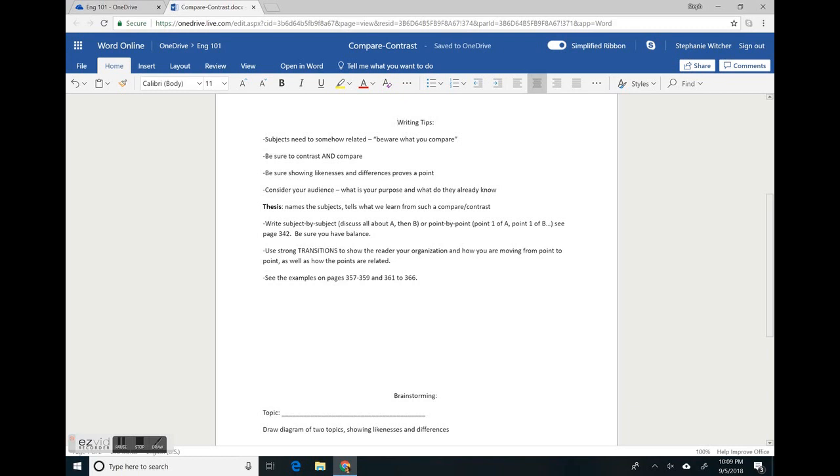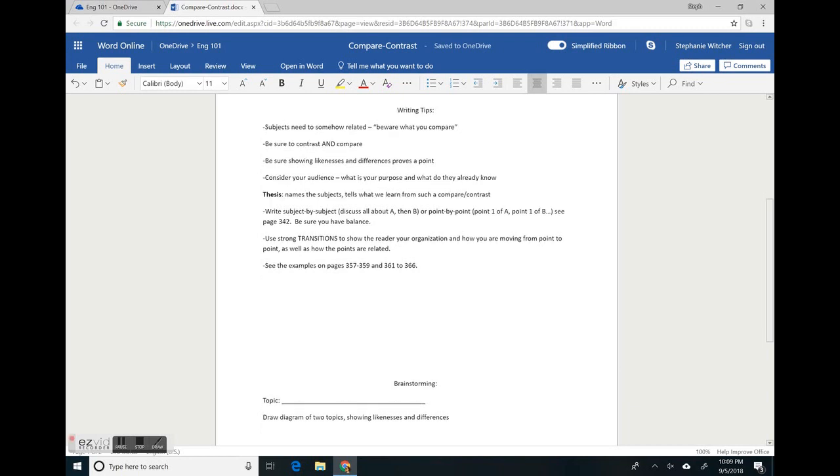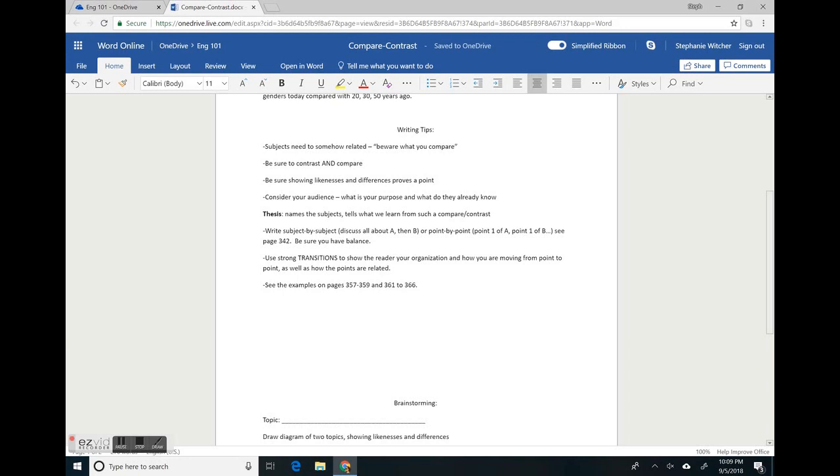So that comes to my second point here. You need to contrast and compare in your paper. So you do have to have both of those going on in your paper. So make sure that that's happening. And we'll talk a little bit about that when we look at organization. But beware what you compare. You do need to choose things that have some similarities.